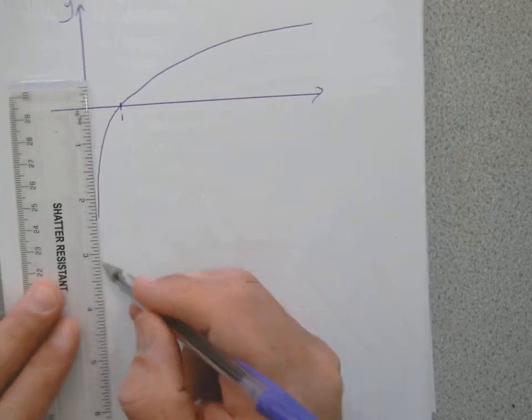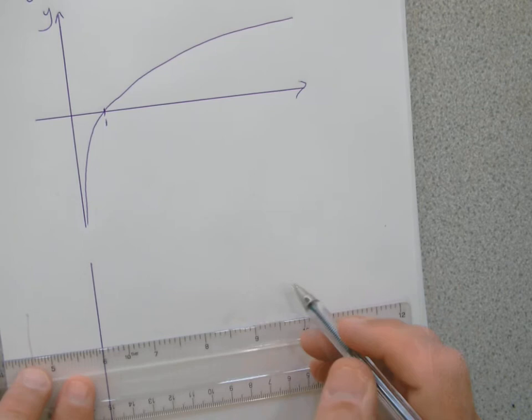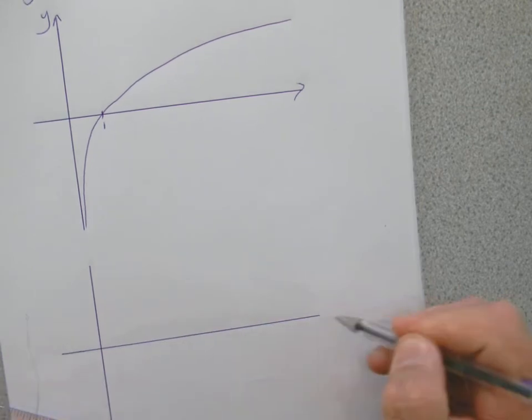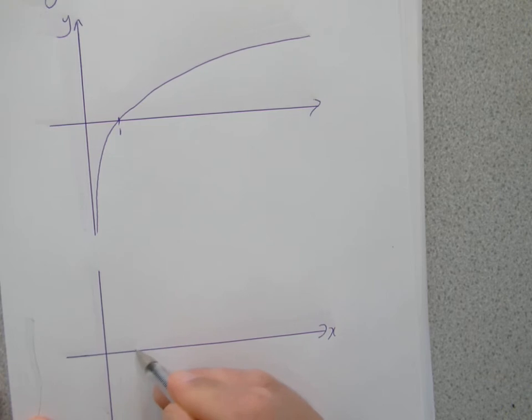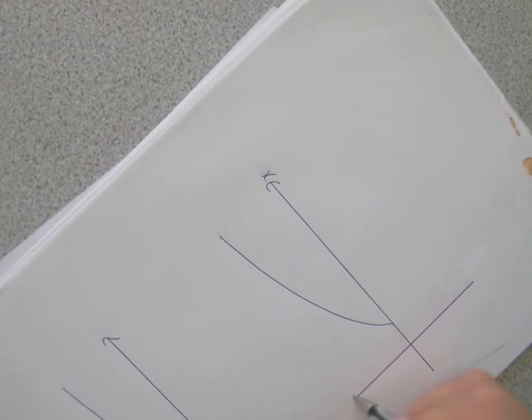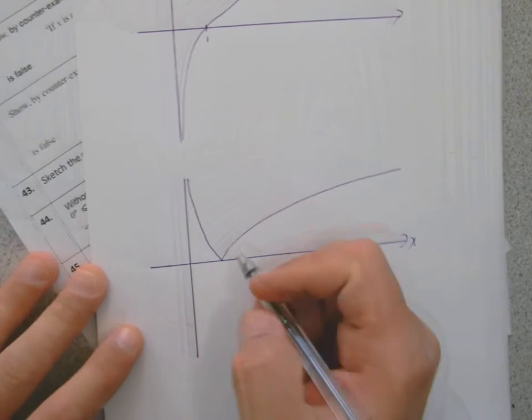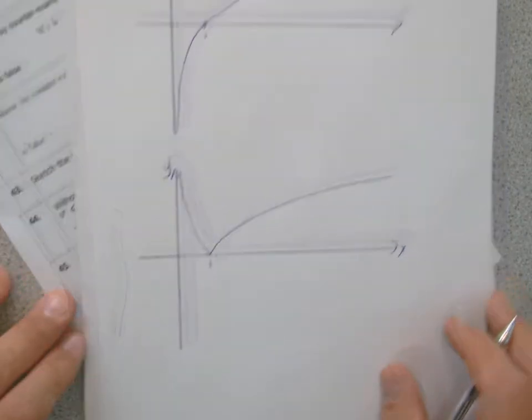So the mod of ln x then, quite simply, you keep the positive bit as it is, right? So this bit stays the same, but this bit then gets reflected. You might find it easier to turn it around. Okay, so you end up with that there, and don't forget to put 1 there and label the axes, of course, and you're done, right?